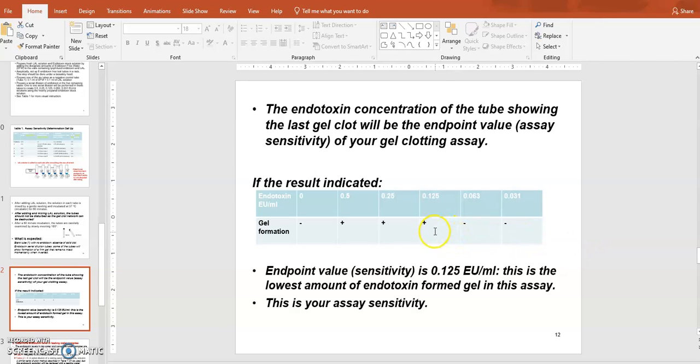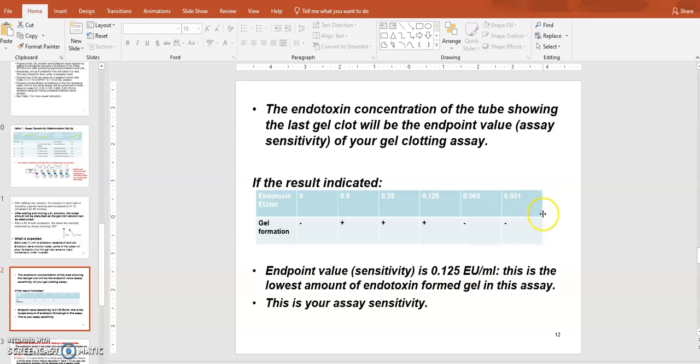Then from this data, what you can tell is what? You need at least about 0.125 endotoxin unit per mil of concentration to be able to form gel in your assay, right? So that will be the assay sensitivity that is determined by your first set of experiments. Of course, this is an example. Your result may be a little different than this. Okay, I'm just giving you an example.